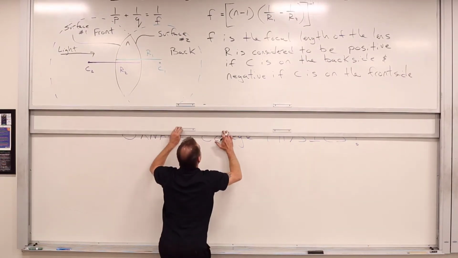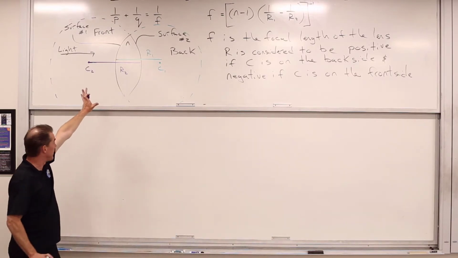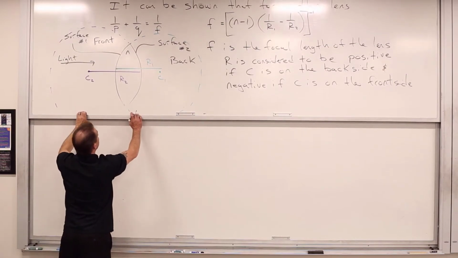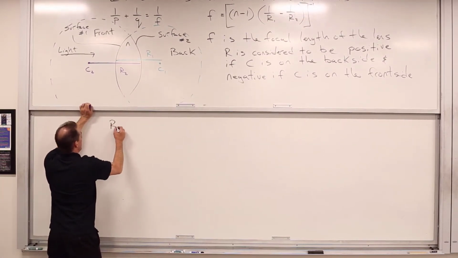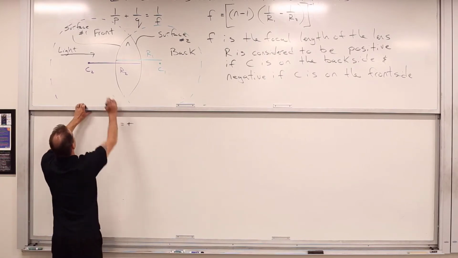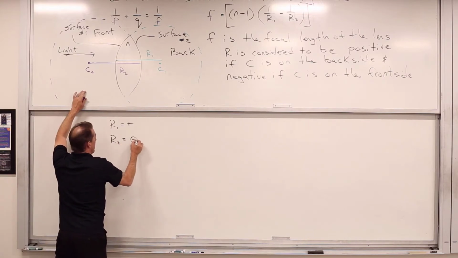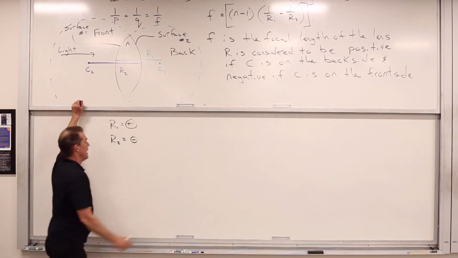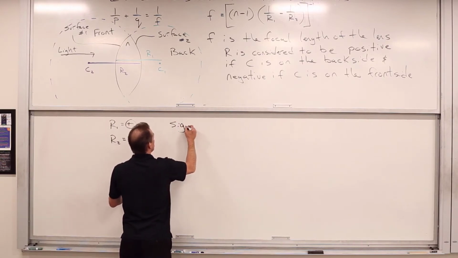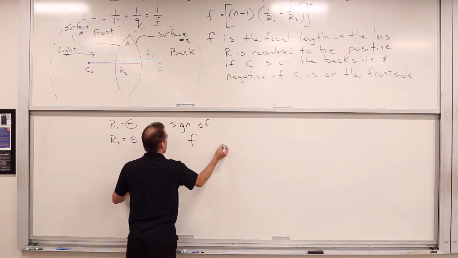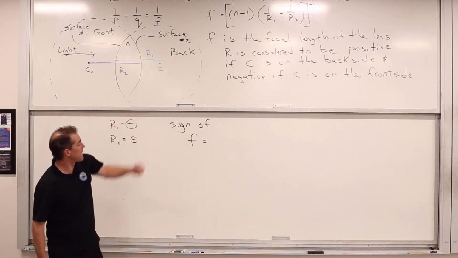So if we look specifically at the focal length of a lens like this, in this particular case C1 is on the back side, so R1 would be positive. And then C2 is on the front side, which means that R2 would be a negative quantity. And then in terms of the sign of F, well, that would be gotten by looking at the overall sign of what comes out of this.